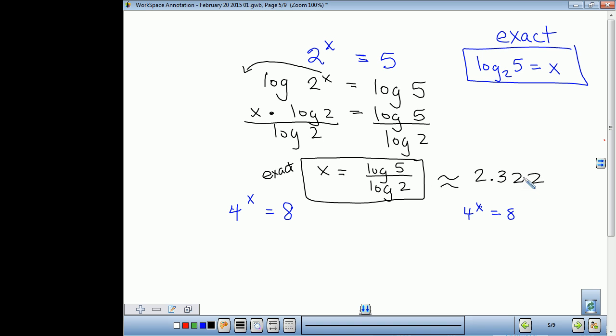Why do you automatically go to log base 10? Well, I have two choices. I could have chosen log base 10, or what's the other function? Natural log. So let's say I did the same problem, but I took the natural log of both sides.